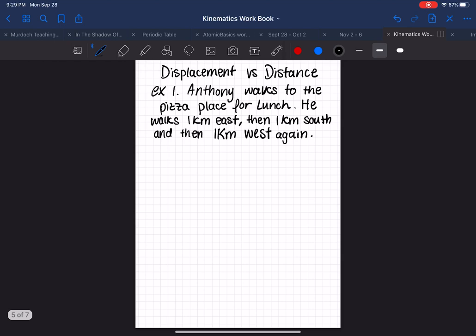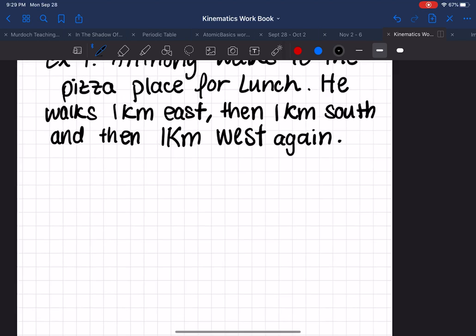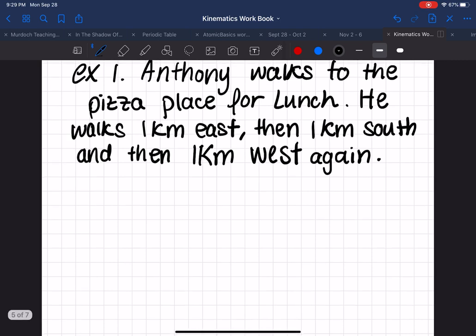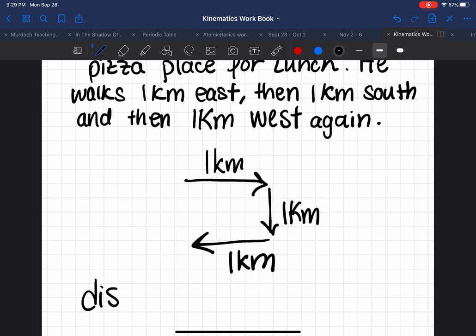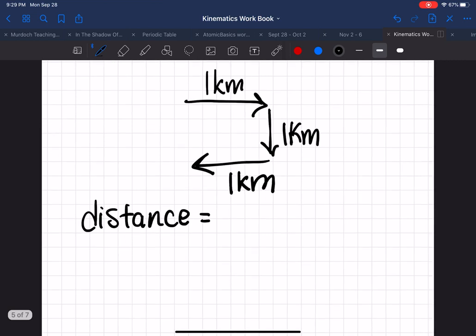So the first example is Anthony walks to the pizza place for lunch. He walks 1 km east and then 1 km south and then 1 km west again. Okay, so let's draw out Anthony's path. It'll be a lot easier to visualize it. So 1 km east, 1 km south, and then 1 km west.